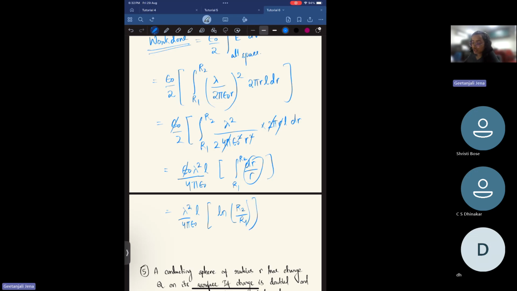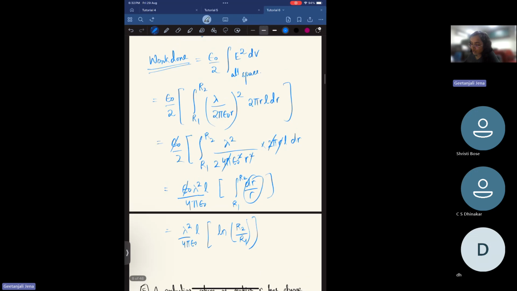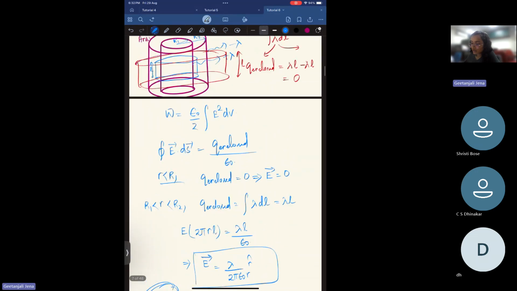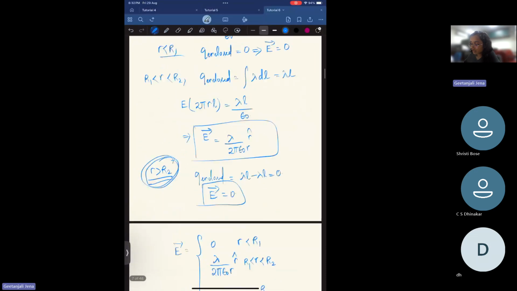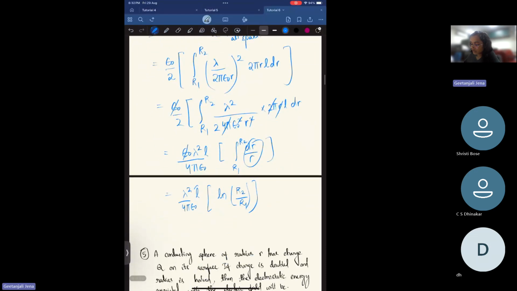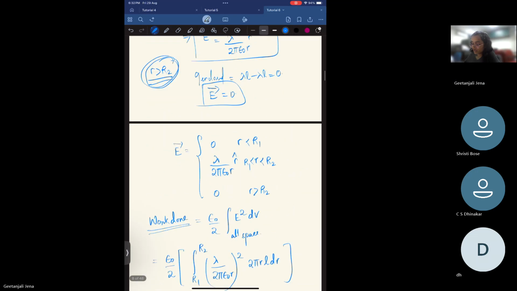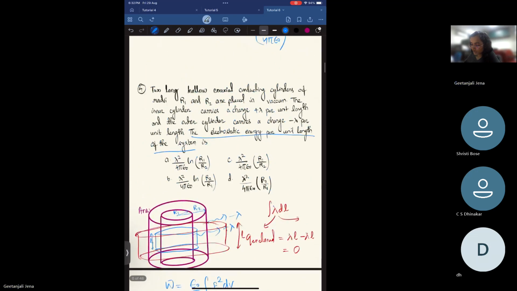So this is the total electrostatic energy. The question was asking about the electrostatic energy per unit length, so that means the L won't be here. It will go to this side. So you have lambda square by 4 pi epsilon naught, ln R2 by R1. The answer will be option B.